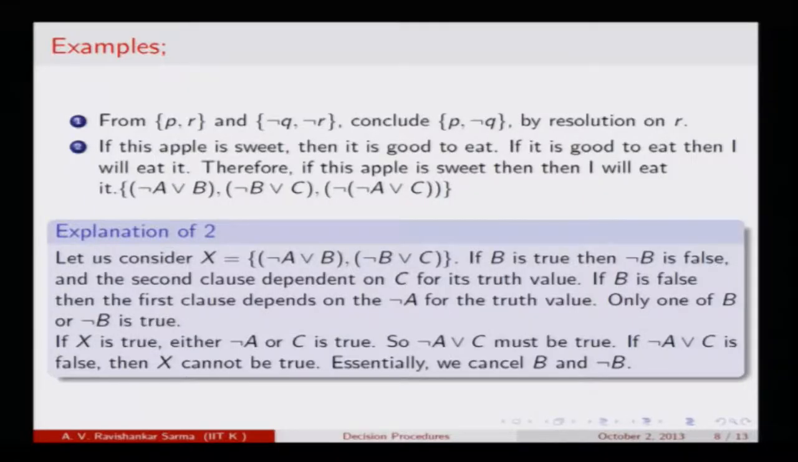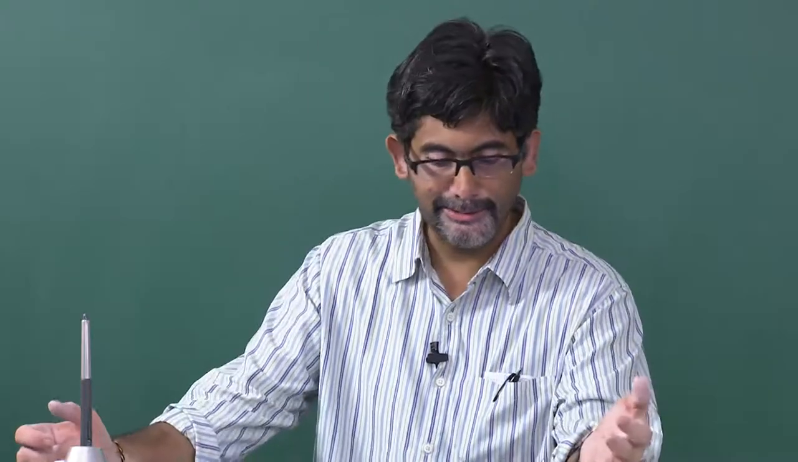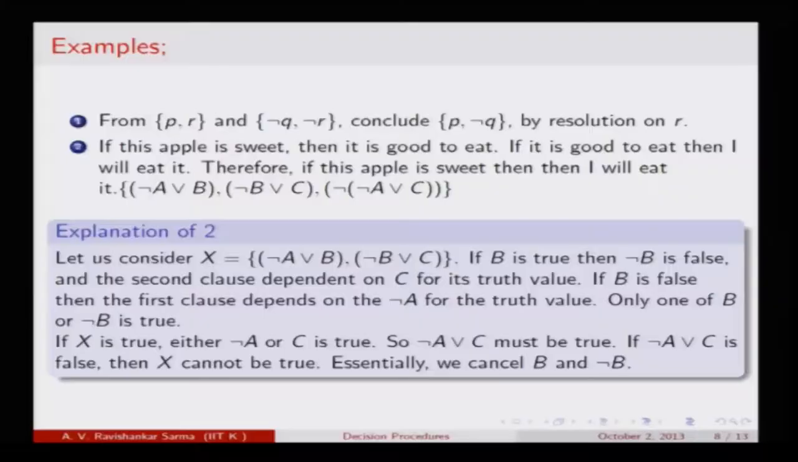The explanation of this is like this: you consider not A or B and not B or C. If B is true, then obviously not B has to be false. So B is true, substitute in not B, and not B becomes false. And for the second clause, not B or C, because not B is already false, in order for this statement to be true, it depends upon the value of C. If C is also false, obviously not B or C is going to be false. So in that case, C has to be true.